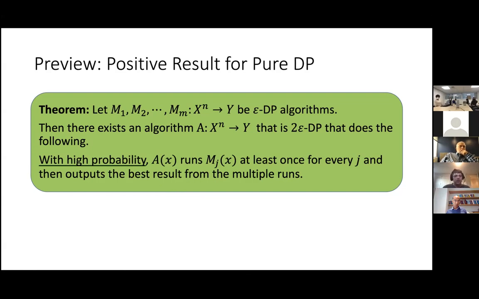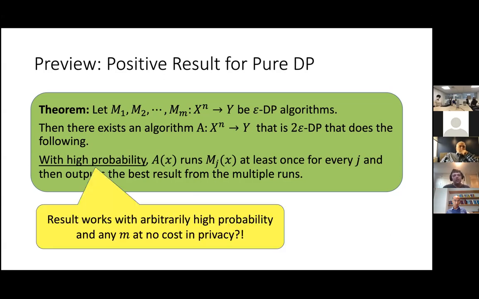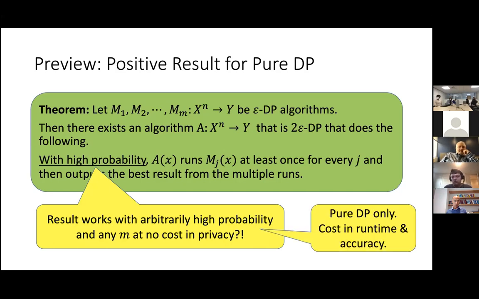So you may be wondering, this theorem is a little bit vague. I have said with high probability. So this result works with an arbitrarily high probability, and it also works for any number of algorithms m. Now this seems kind of like it's too good to be true, and it sort of is. This is kind of a quirk of pure DP.